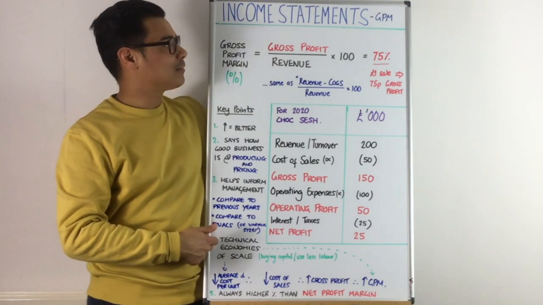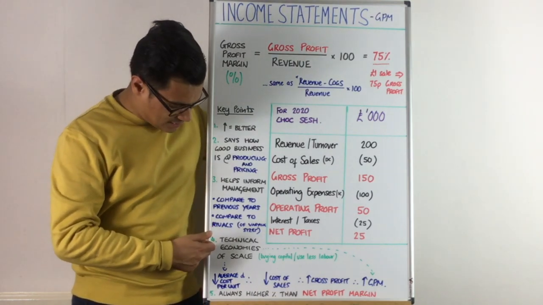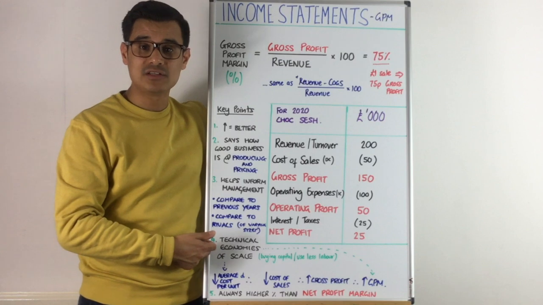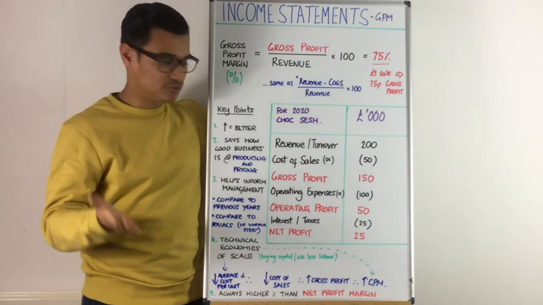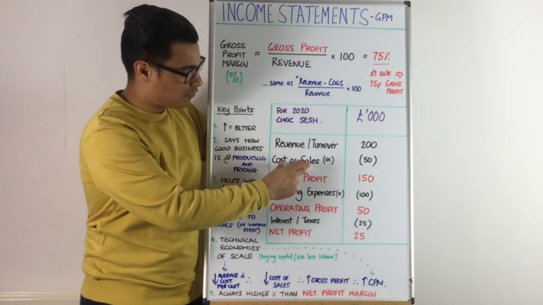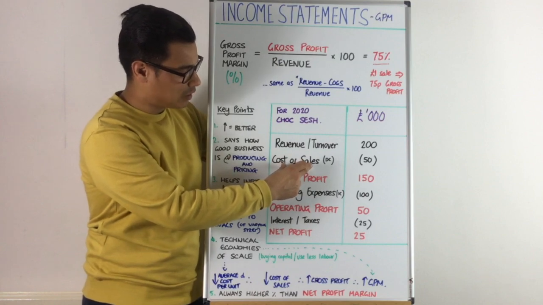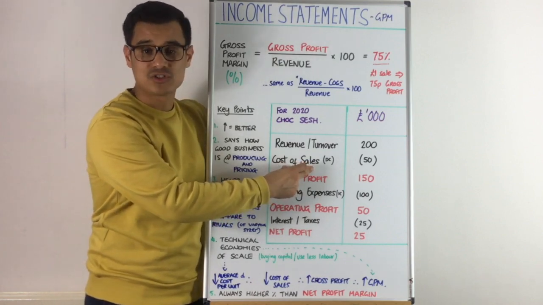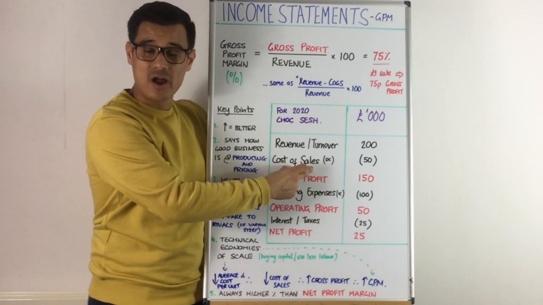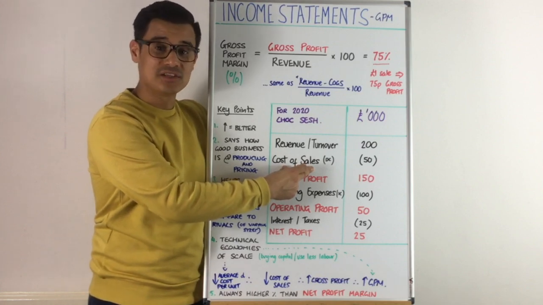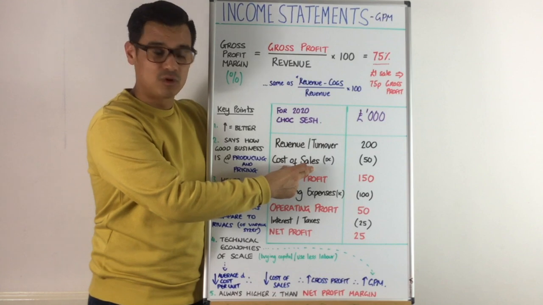Fourthly, an important thing to think about gross profit margin is the introduction of technical economies of scale, because maybe you have got a situation where your gross profit margin is not as high as you would like because of your cost of sales, your direct costs being higher than you want. And remember, you're just minusing them off to get your gross profit.